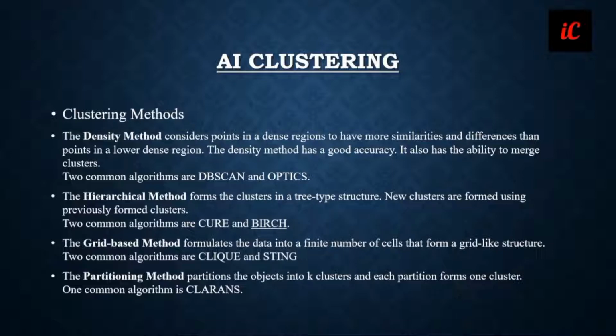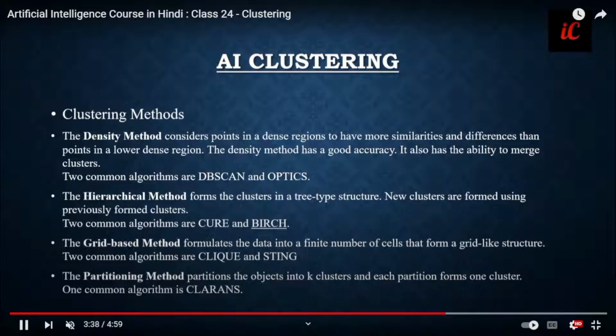Another one is the grid-based method, which formulates the data into a finite number of cells that form a grid-like structure. The last one is the partitioning method, which helps you partition one cluster and make it into k clusters, so many clusters will be available. These are the different kinds of clustering methods available here.